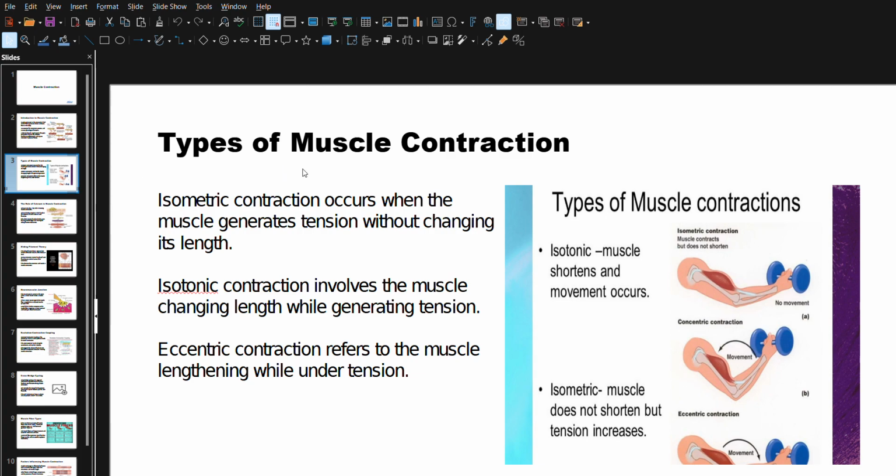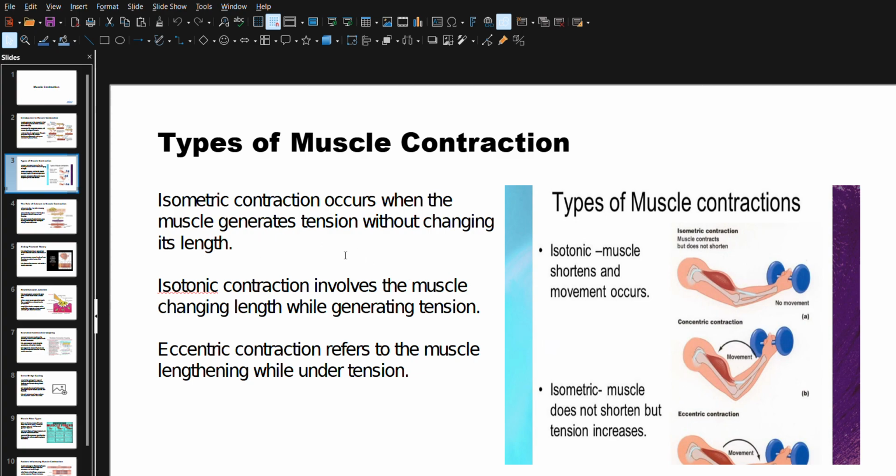Now let us see what are the different types of muscle contraction. You see here, first one is isotonic and isometric. So first we will see about isometric contraction, which occurs when the muscle generates tension without changing its length. So without changing its length, when the muscle generates a certain force, it is called isometric. Here the muscle doesn't shorten, but tension increases. That means during stretching or anything like that.